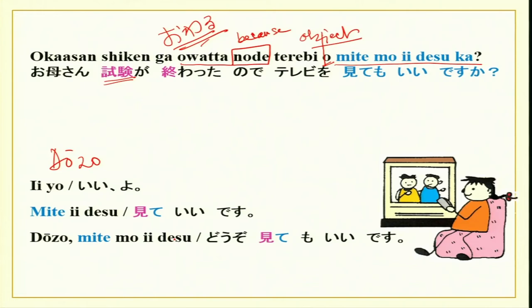So now she is telling it properly. Dozo mite mo ii desu, or mite mo ii desu. Yo can also be used over here. So all these are at home expressions that you can use with people junior to you, your family members, people you are informal with.